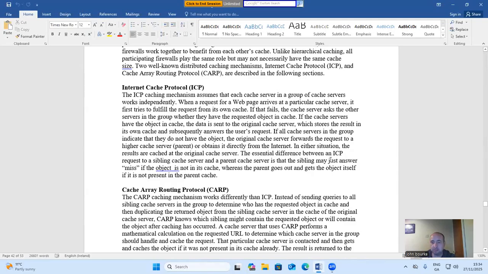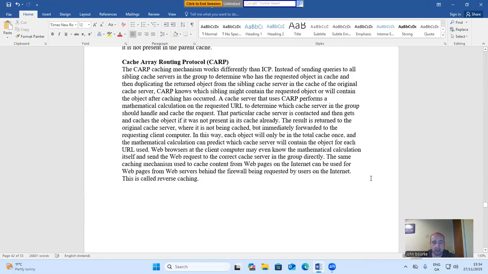The essential difference between an ICP request to a sibling cache server and to a parent cache server is that the sibling may just answer miss if the object is not in its cache, whereas the parent goes out and gets the object itself if it is not present in the parent cache.